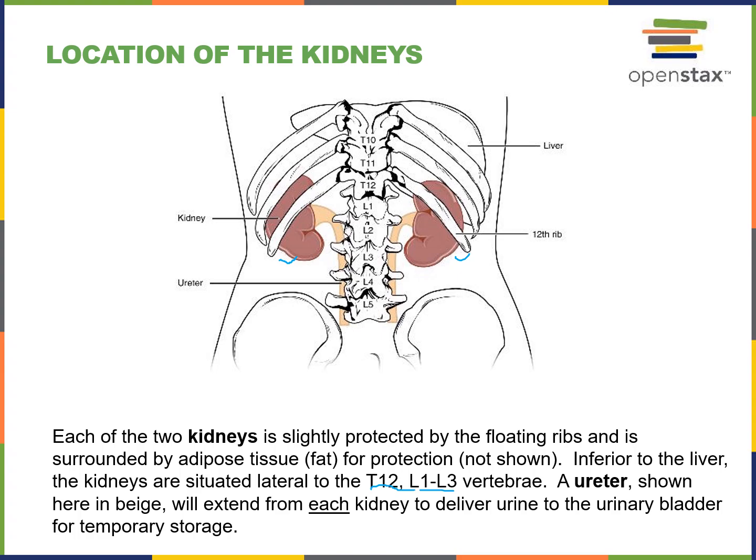Now, they're also surrounded by a nice pad of fat because they're very dorsally located, so more towards the back, which means that if you get hit in that particular region at the back of your body, they could sustain some damage, and the fat tends to be protective of them.